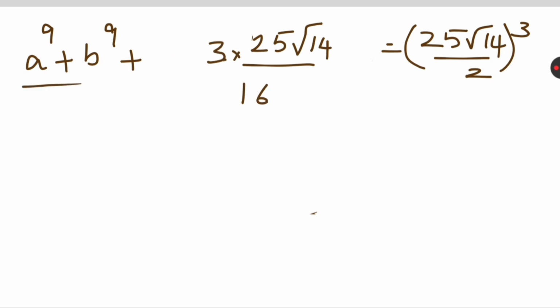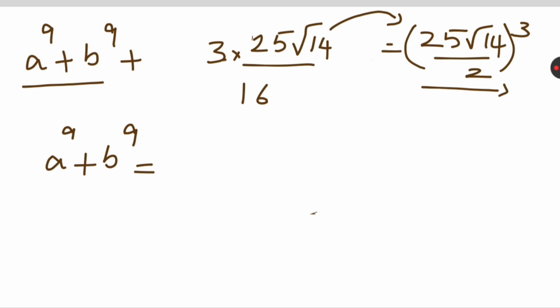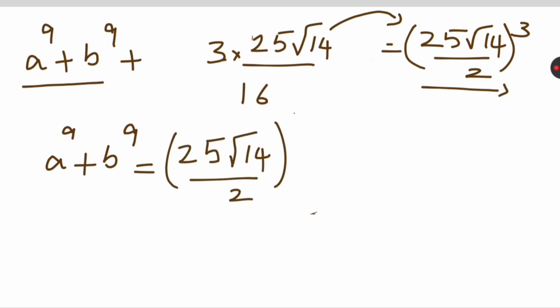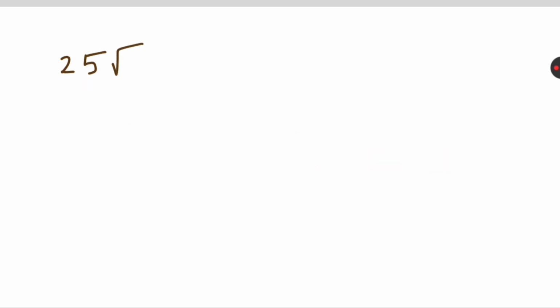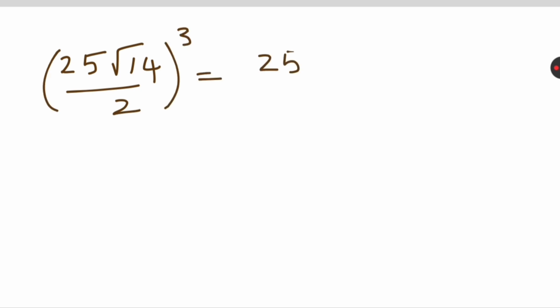Our goal is to find a power 9 plus b power 9. So that's why this constant term, send it to right hand side. So a raised to power of 9 plus b raised to power of 9 is equal to, right hand side, what we have? We have 25 root 14 over 2 whole raised to power of 3 minus 3 times 25 over 16 root 14. Now observe each and individual terms. What we have? We have 25 root 14 over 2 whole cube. So after opening the brackets, then you will get 25 whole raised to power of 3, then root 14 whole raised to power of 3 over 2 raised to power of 3, isn't it?